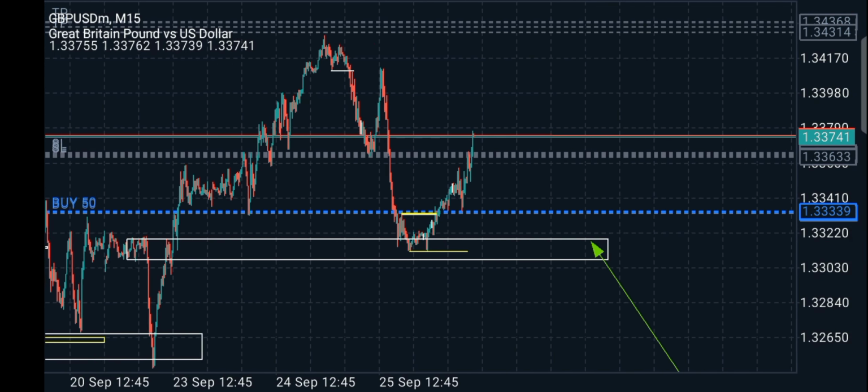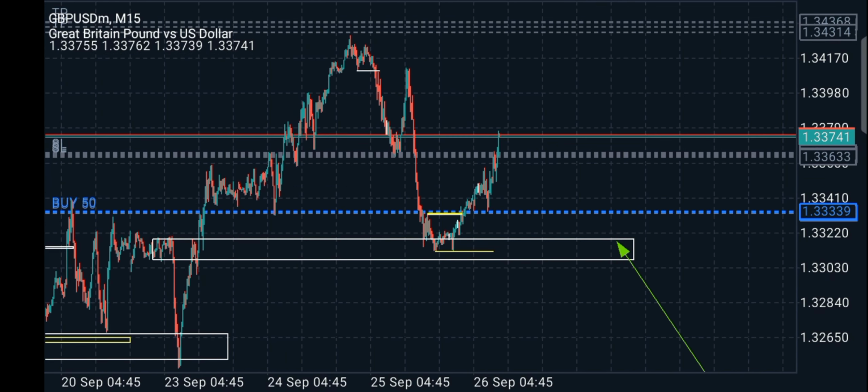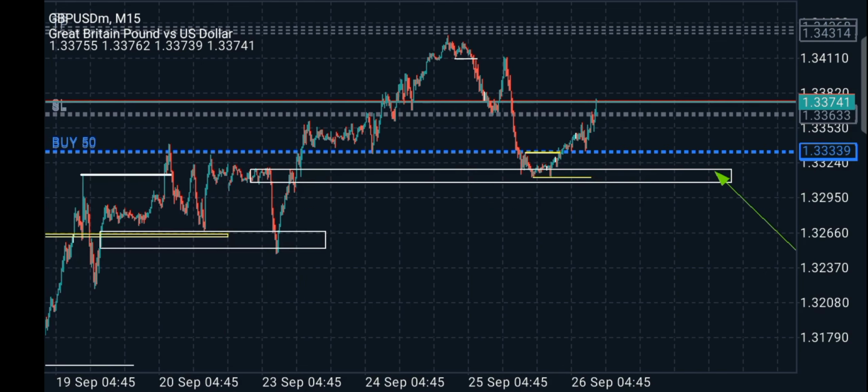So guys, this is it. I'm actually trading this account sizing.